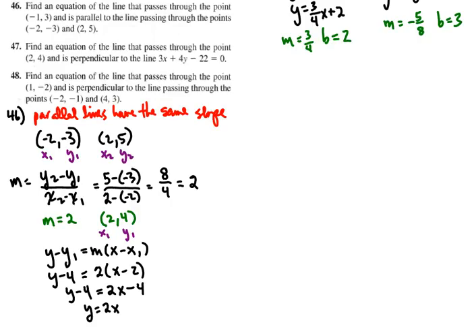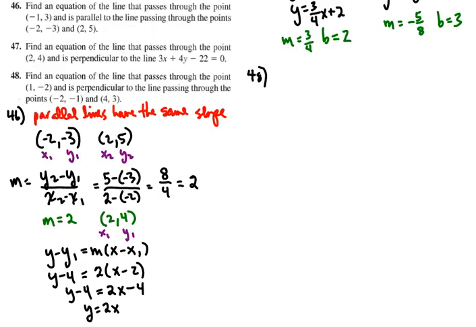And that is the equation of the line that passes through the points -1, 3, but it's parallel to the line that passes through the points -2, -3, and 2, 5. I'll go on to 48.